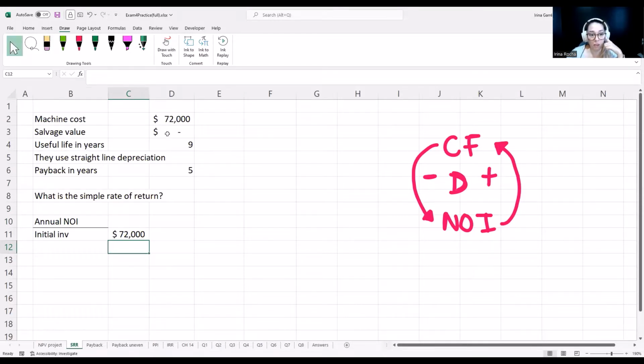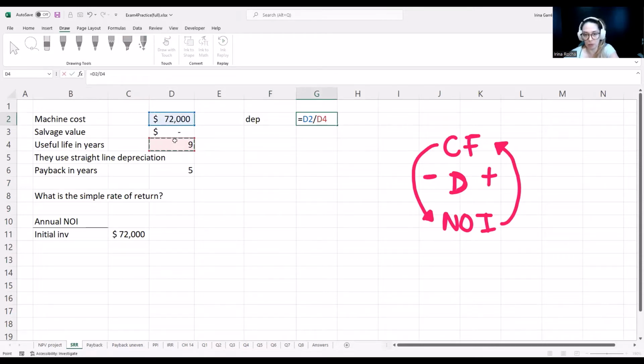Well, we know that there is no salvage value, and the useful life of the machine is just 9 years. So that means that I'm going to use the machine for 9 years, and it's going to be worth nothing later. So I know how much depreciation I'm going to have every year. So depreciation is going to equal this amount divided by its useful life. That's my annual depreciation. That's why it says they use straight line depreciation. It means it's going down at the same rate, right? It's a straight line. Okay. We have depreciation already. Do we have cash flow?